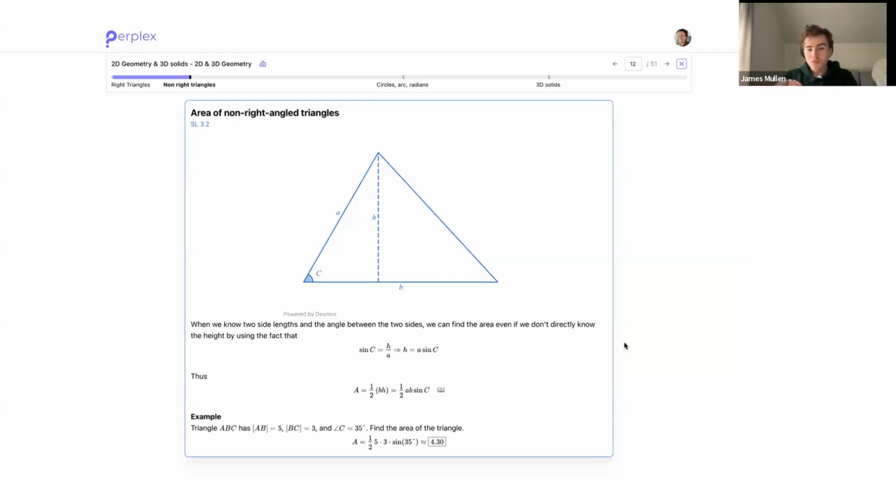I'm begging you, don't use the angle that's not included to try and calculate the area. It's so common, but it's so easy of a mistake to rectify.